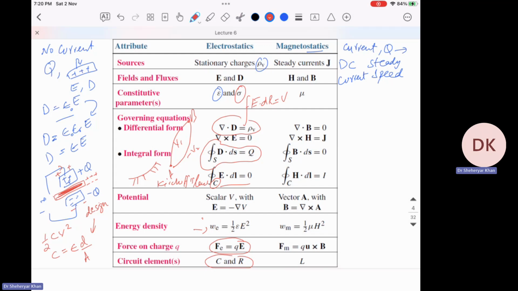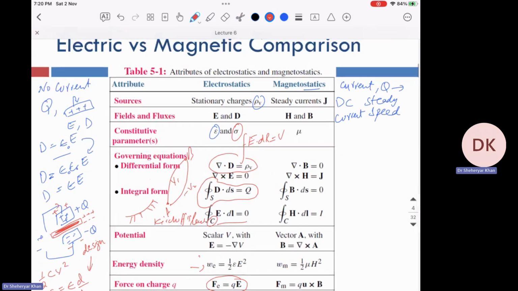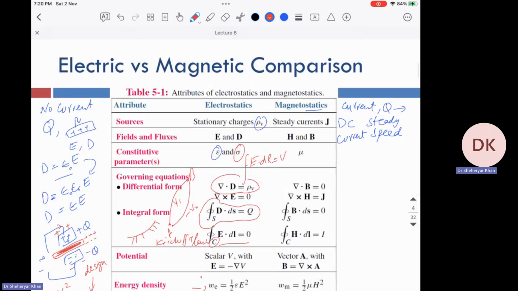Now compare this whole concept with respect to the magnetostatics. Rather than E and D, now we have H and B, right? And they are also related to the constant. That is what we call the material constant, mu naught. So mu naught is the permeability of the free space. Remember, some material will help us with the flow of the magnetic flux, and some material won't, right?